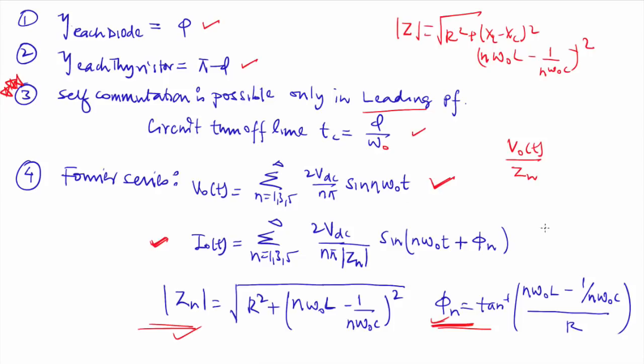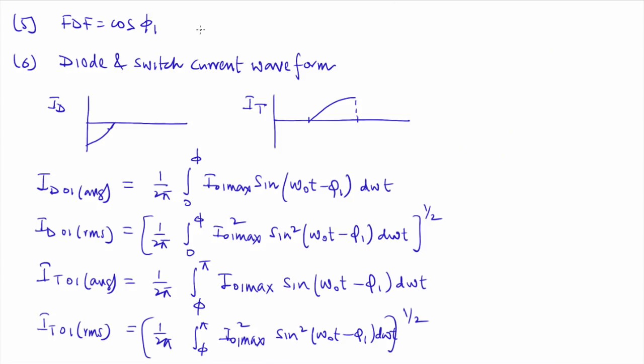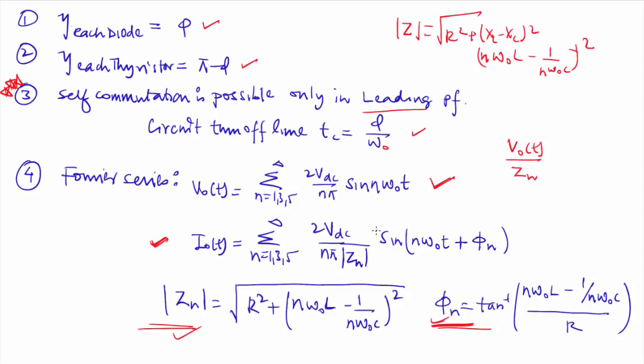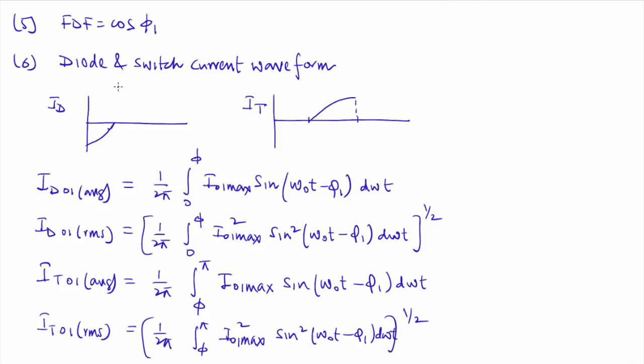Now see the fundamental displacement factor, that is the fifth point. Fundamental displacement factor is the cosine of the angle between the fundamental component of current and voltage. So the angle between the fundamental component of current and voltage is shifted by some angle phi 1, so I can say cos phi 1. The sixth point is really important, that is the diode and switch current waveform. I am talking about the fundamental only, because here the fundamental is sinusoidal in nature in the case of RLC type of load. So I already got the wave: each diode, this diode D1, will conduct if I take the lagging load.